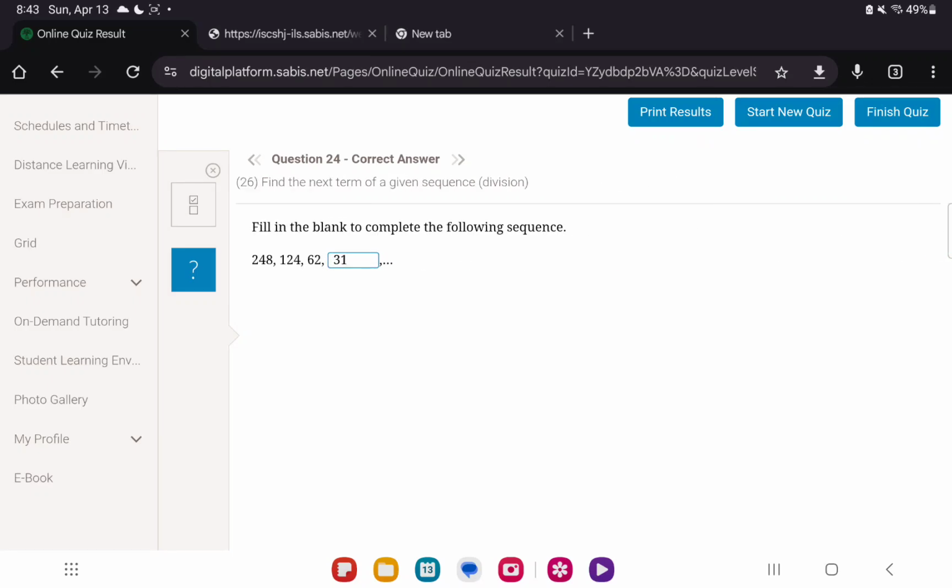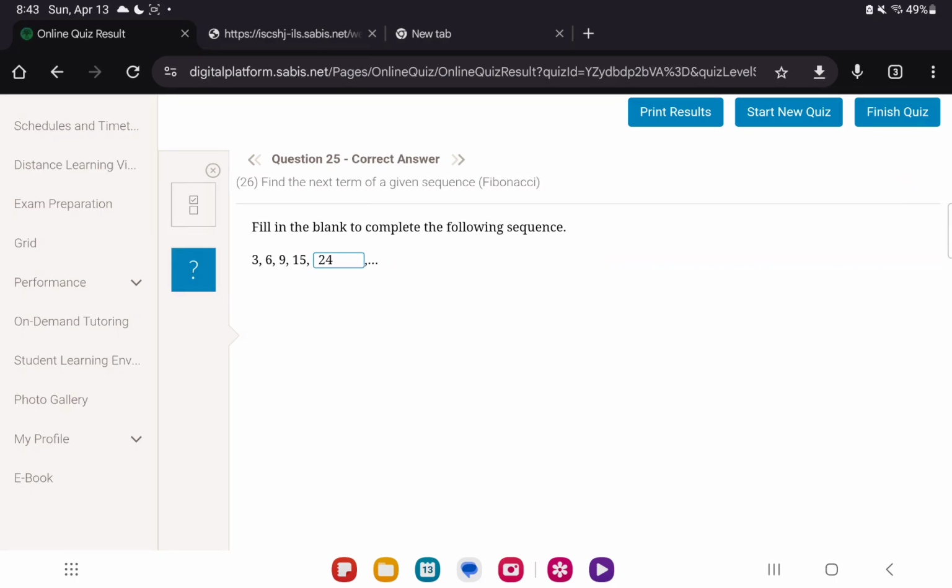Okay, here, let's look at the difference. 248. It's obviously not a minus, because you can't do all that, okay? So it might be a division. So we divide 248 by 124. 248 divided by 124, you get 2. So you're dividing by 2 each time. So let's check. 124 divided by 2, you get 62. So what we got, the sequence, is divide by 2. So 62 divided by 2, you get 31.